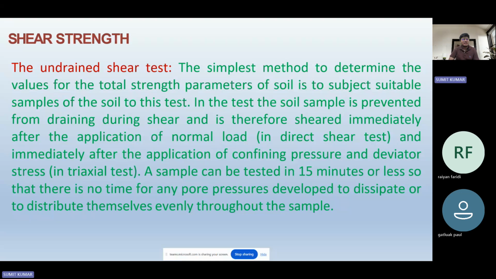So the way to find the value of the total shear strength parameter of soil is to subject a suitable sample of the soil to this test. In this test, the soil sample is prevented from draining during the shear and is therefore sheared immediately after the application of the normal load in the direct shear test, and immediately after the application of confining pressure and the deviating stress in the triaxial test. The sample can be tested in 15 minutes or less, so that there is no time for any pore pressure developed to dissipate or to distribute themselves evenly throughout the sample.